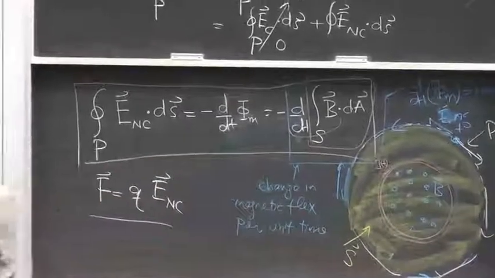So if this magnetic field was decreasing, you would have an electric field in the opposite direction.